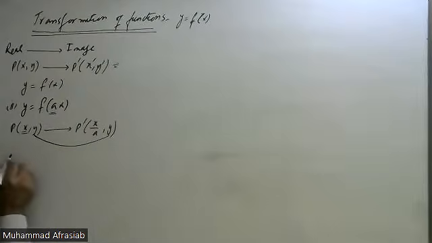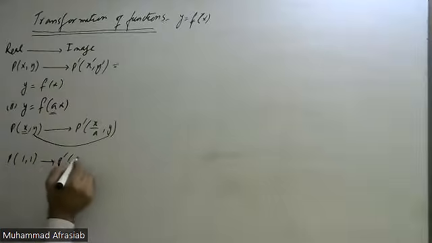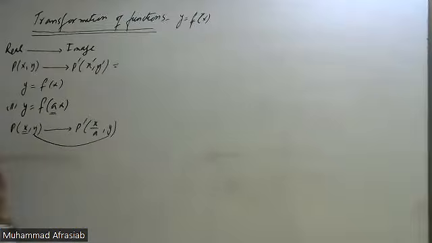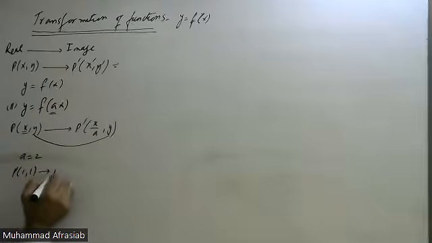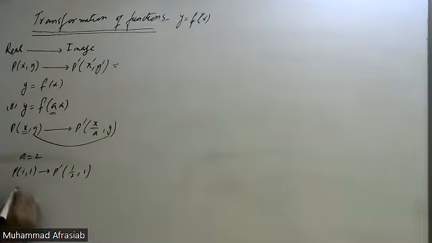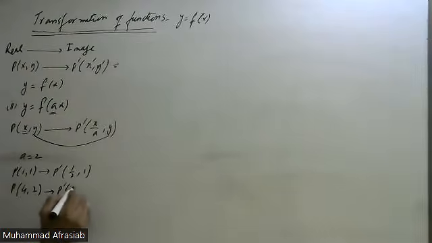Suppose we have a point 1, 1, then the image of this point will be, if a is equal to, let's say 2, then the point 1, 1 will become 1 over 2 and 1. Or if the point is 4 and 2 there, the point will become 2 and 2 there.